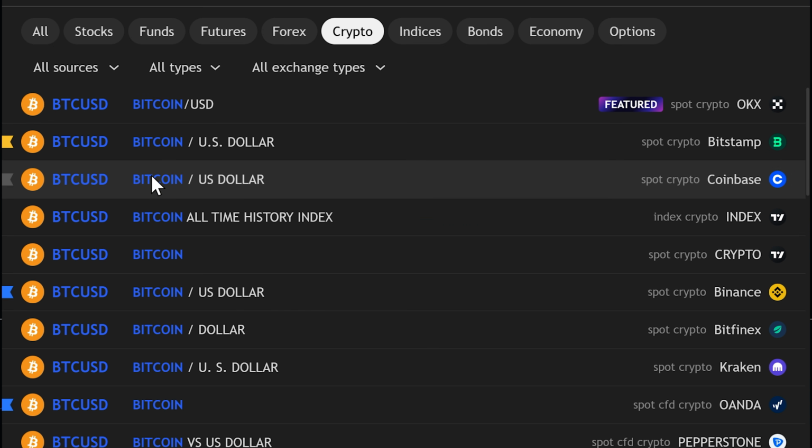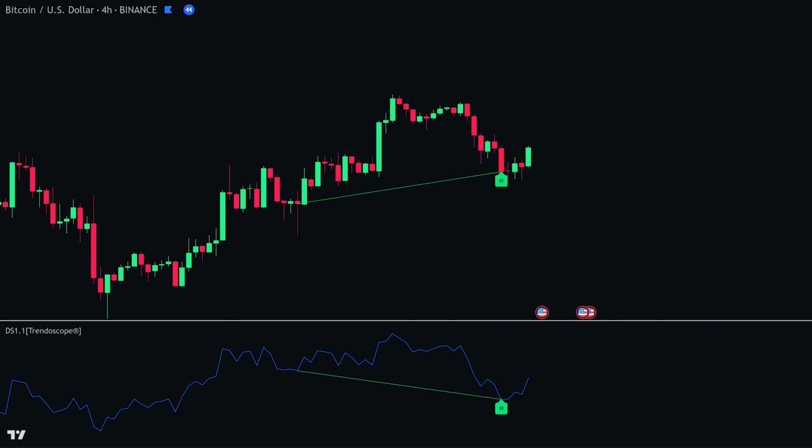Let's switch to the Bitcoin chart. In this example, price forms a higher low, but the RSI creates a lower low. That's a textbook hidden bullish divergence. The indicator spots it instantly and highlights the setup with a lime-colored line and label, making it easy to identify. This kind of divergence suggests a continuation of the uptrend rather than a reversal.